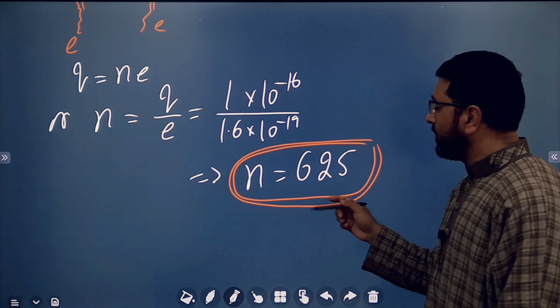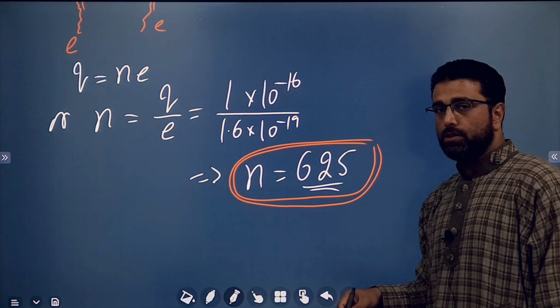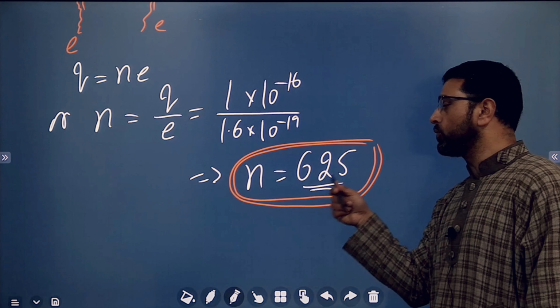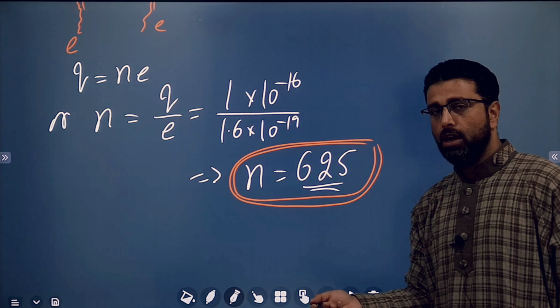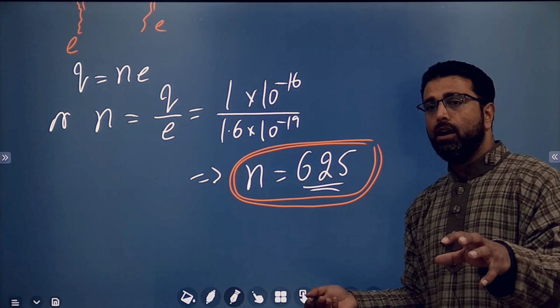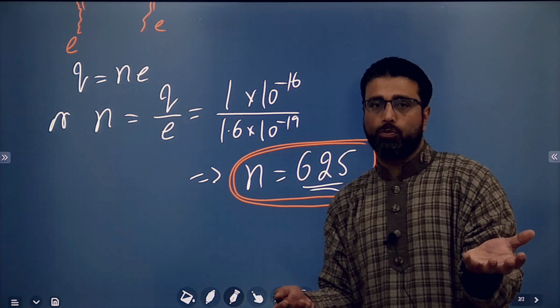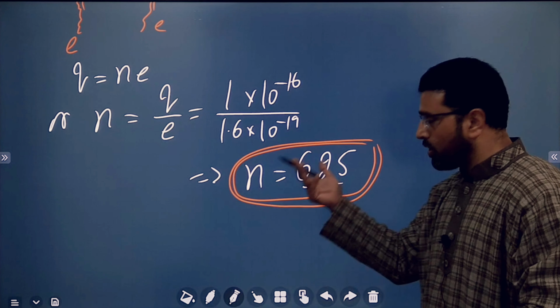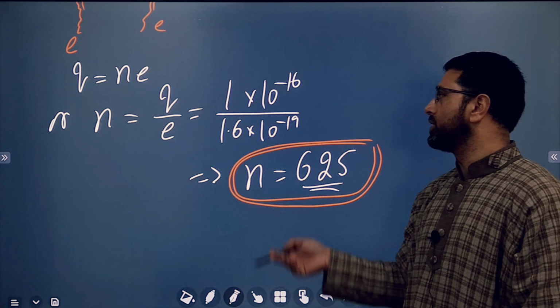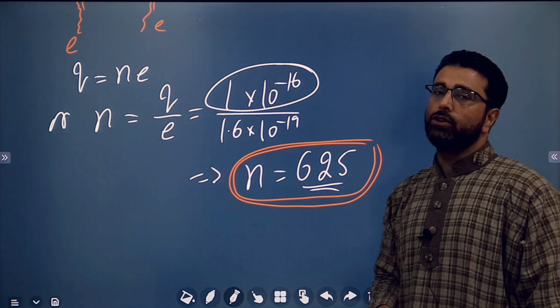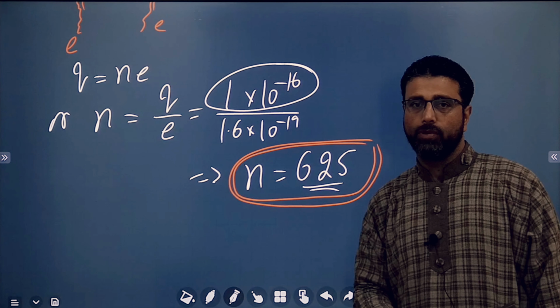So each drop will have 625 excess electrons. The electrons it already had don't give it any net charge because their number is the same as the number of protons there. This is the extra number of electrons in each drop which gives it a charge of 1 into 10 to the power minus 16 Coulomb. Okay, is that fine?